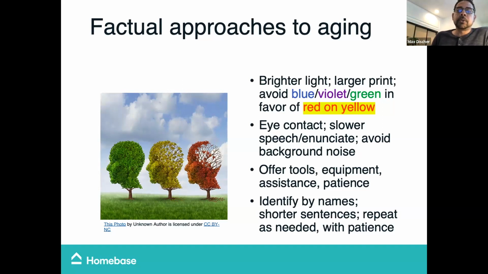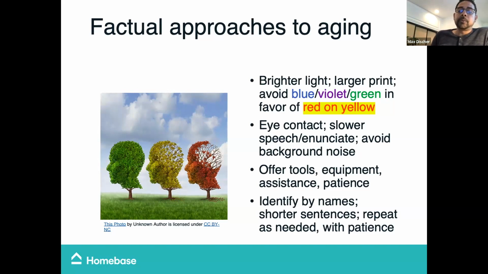Let's also be sure to offer tools and equipment and assistance, and always exercise that with patients. So there are lots of tools out there to help people with reduced dexterity to get into containers or reach objects that are higher up, things of that nature.